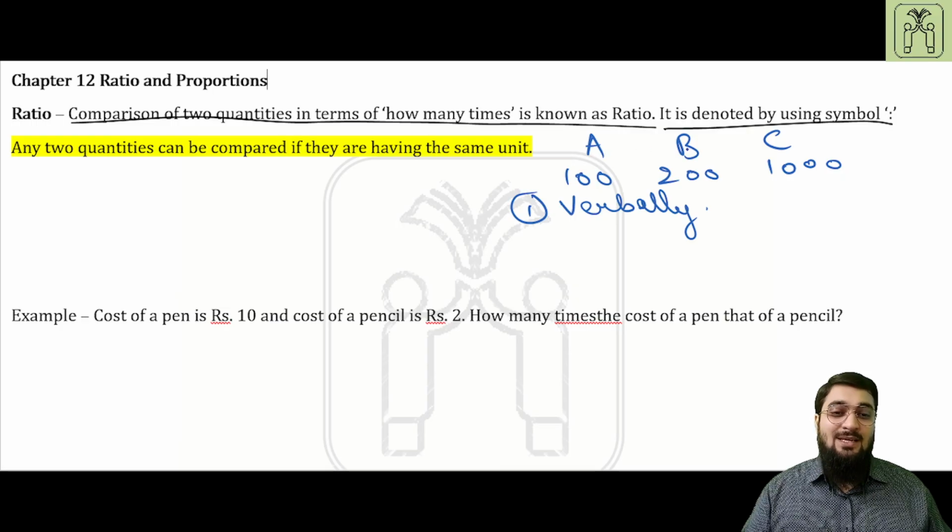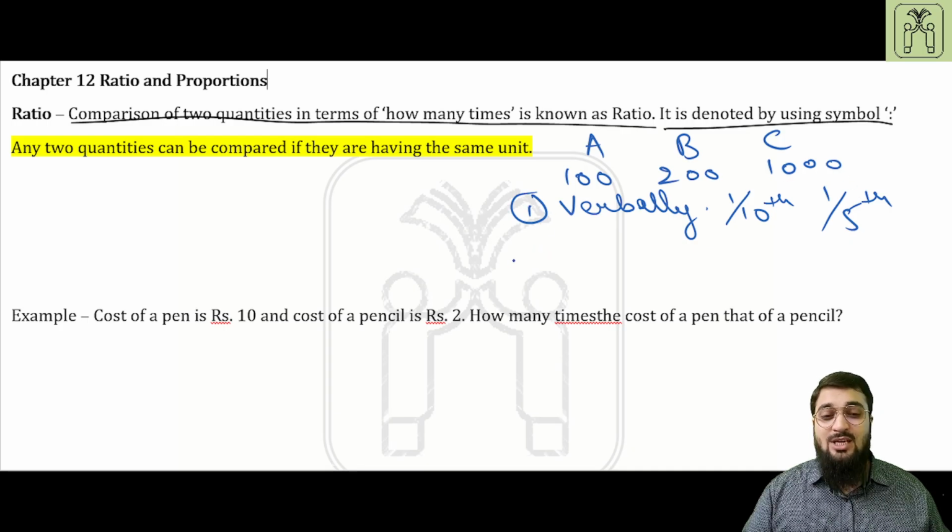First, you can say person B has twice the money of person A. Second comparison, person C has 10 times the money of person A. Third comparison, person C has 5 times the money of person B. Comparison 4, person A has 1/2 or half of the money of person B. Fifth comparison, person A has 1/10 of the amount person C has. And the last comparison is person B has 1/5 of the amount person C has. So this is a verbal comparison which can be done very easily.